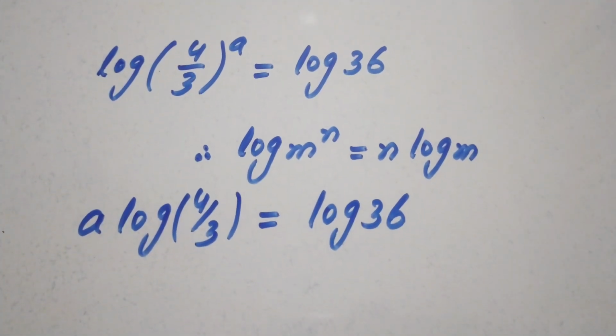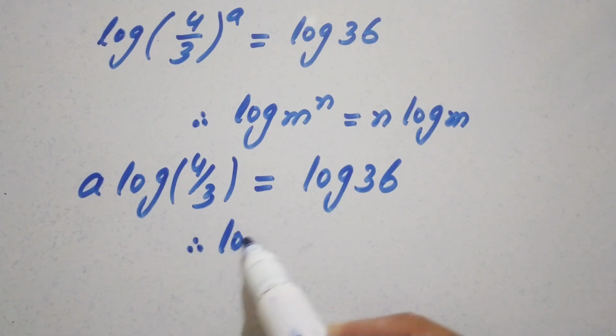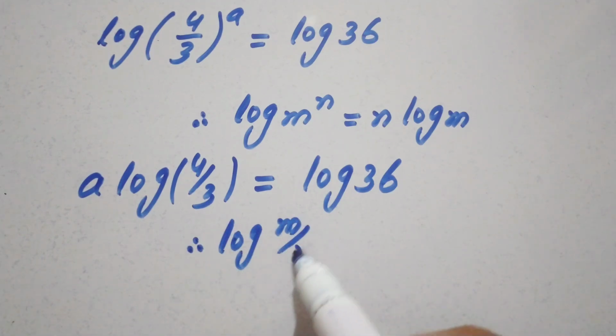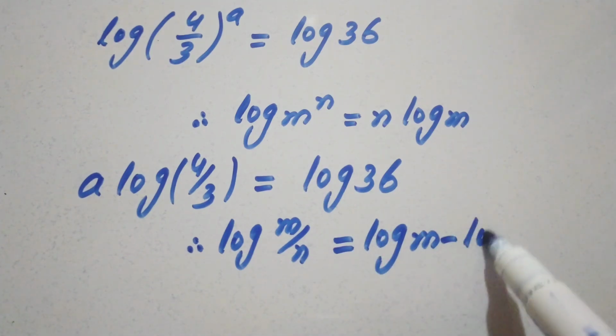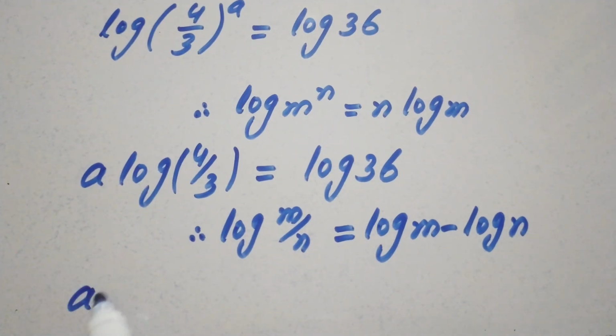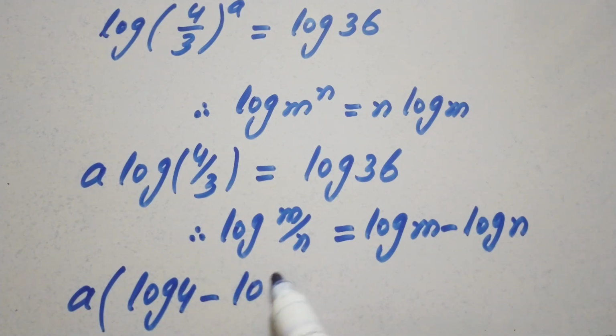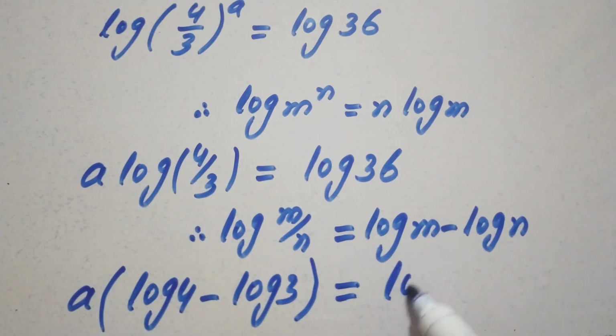Another logarithmic property we will use here, that if we have log of m divided by n, this is equal to log of m minus log of n. Using this property, this will become a into log of 4 minus log of 3. So this will become log of 4 minus log of 3, and this whole thing is equal to log of 36.